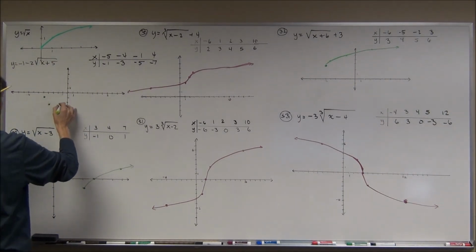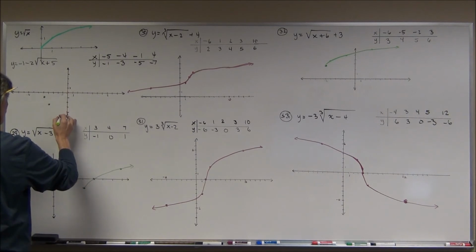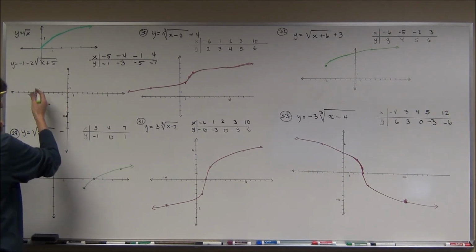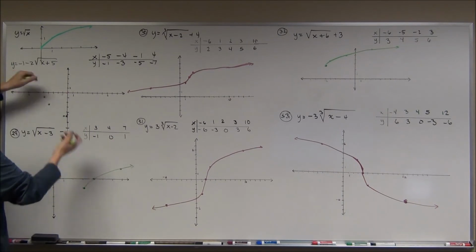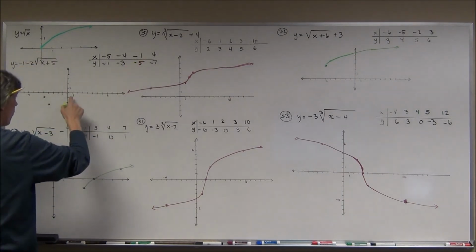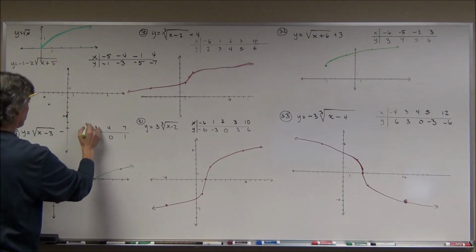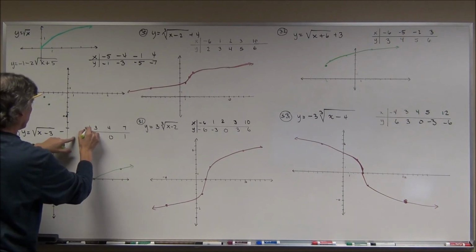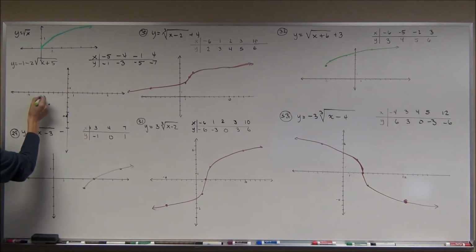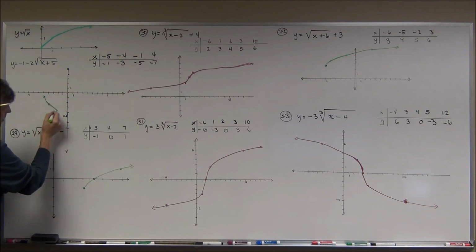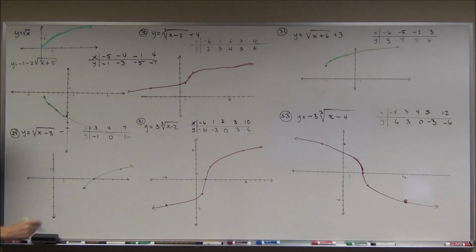Negative 1, negative 5. 1, 2, 3, 4, 5 would be over here. And see how fast it's dropping down? The 2 stretched it. And 4, 1, 2, 3, 4, negative 7. Yeah, it'd be about like that. Here we go, guys. And your graph is going to look like that in green. It's going to stop right here.